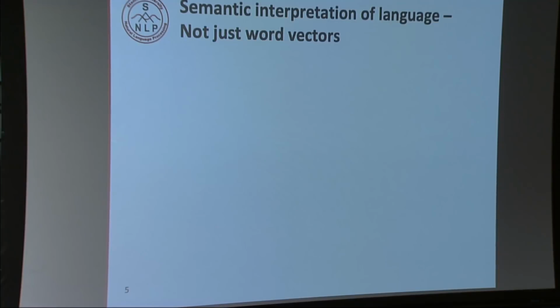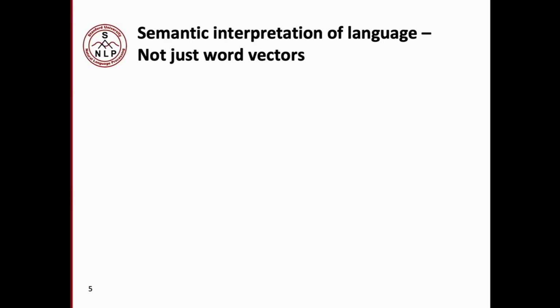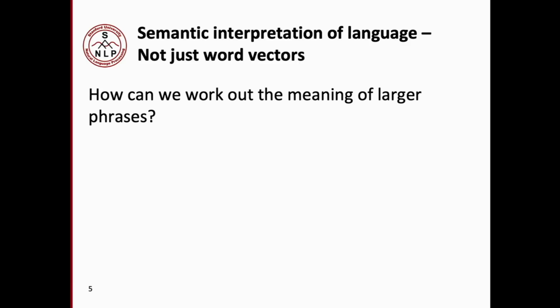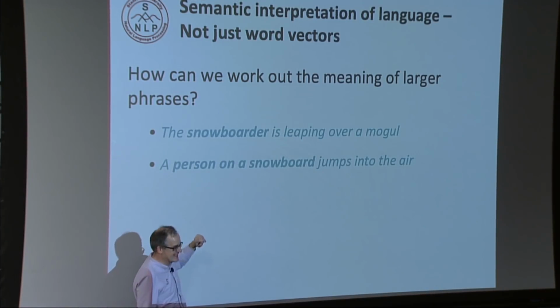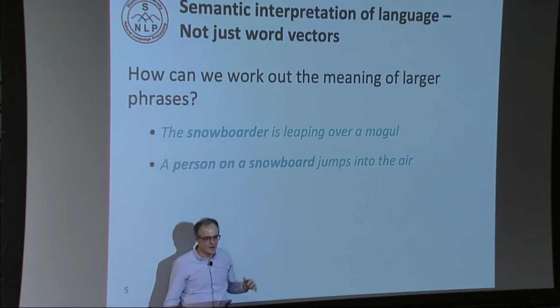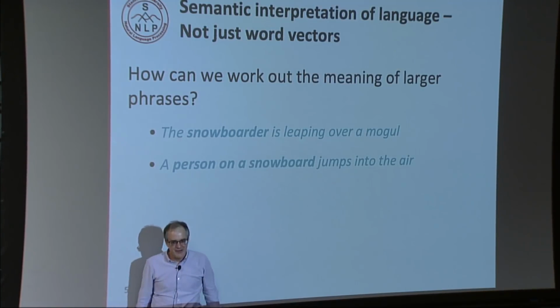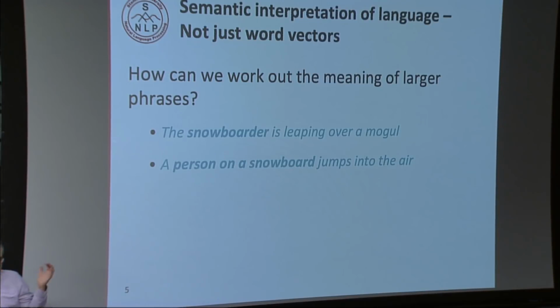In particular, if we want to semantically interpret language, it seems like we don't just want word vectors, we want meanings of bigger phrases. So here's the snowboarder is leaping over a mogul, and a person on a snowboard jumps into the air. What we'd like to be able to say is that the snowboarder means basically the same thing as a person on a snowboard. So we want these chunks of language, which in linguistics would be constituents or phrases, to have a meaning, and we'd like to be able to compare their meaning.